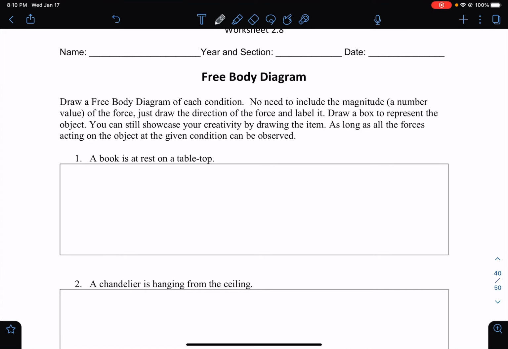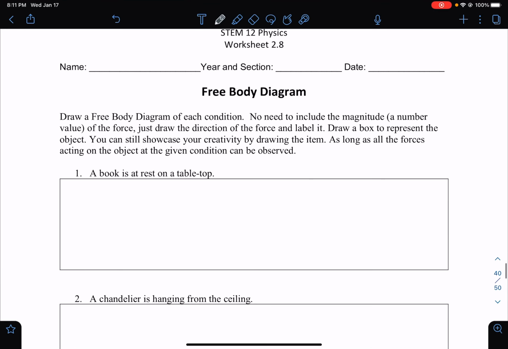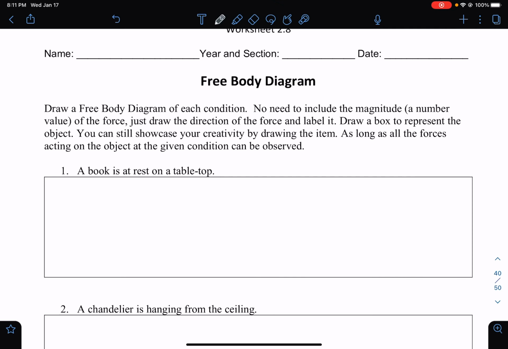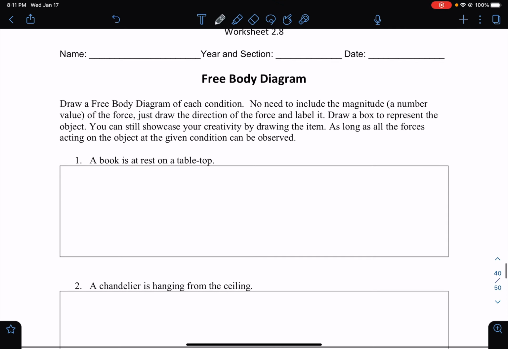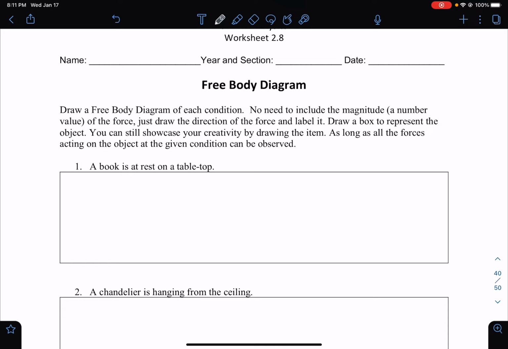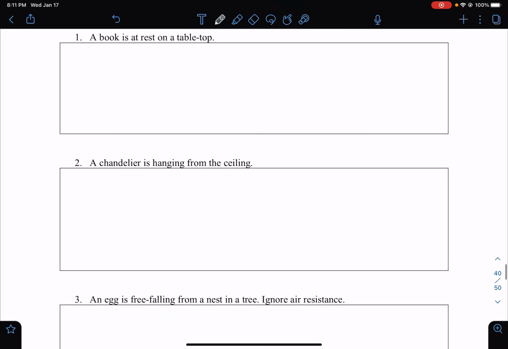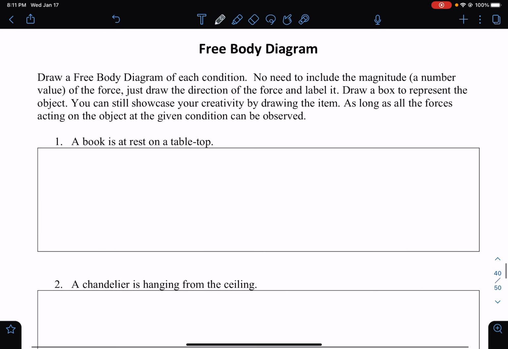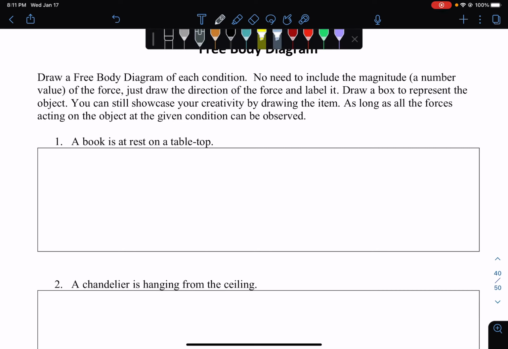Alright, in this video, we will be discussing free body diagrams. My discussion, based on my understanding, is going to be based on answering these problems. In a free body diagram, we're told that we don't need to include the magnitude. This is the number value.